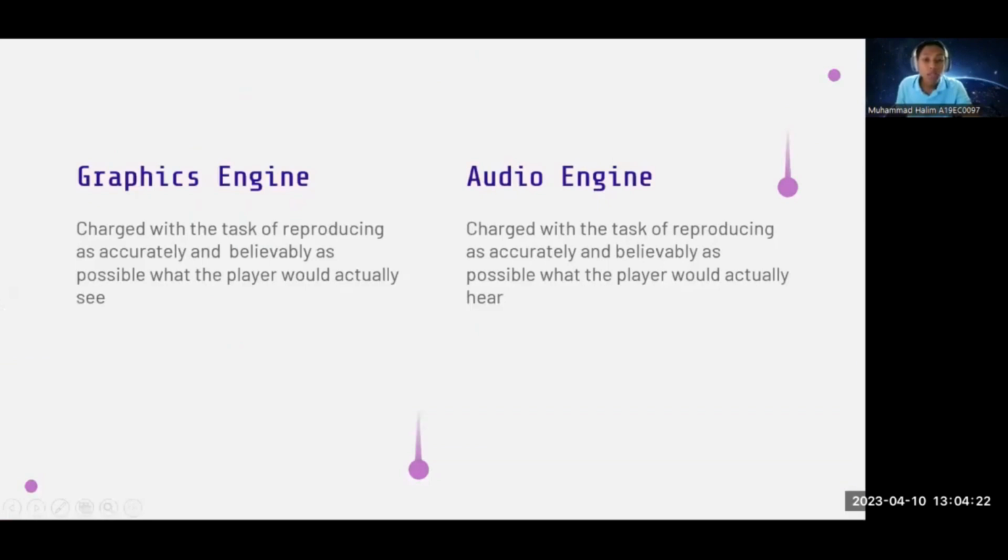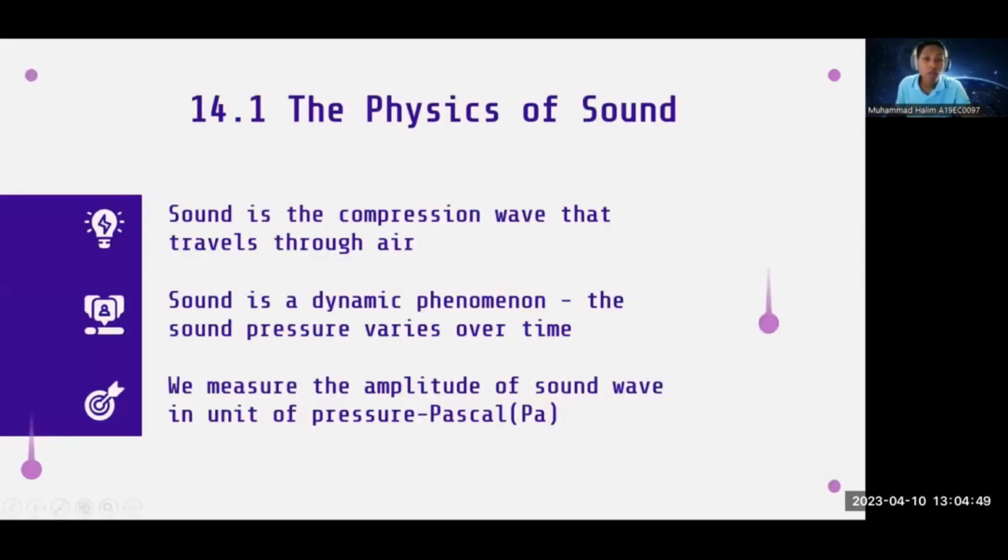So the graphic engine is charged with the task of reproducing as accurately and believably as possible what the player will actually see. Meanwhile, the audio engine is charged with the task of reproducing as accurately and believably as possible what the player would actually hear. So for the chapter 40.1, which is the physics of sounds. Sound is a compression wave that travels through air, and sound also is a dynamic phenomenon.